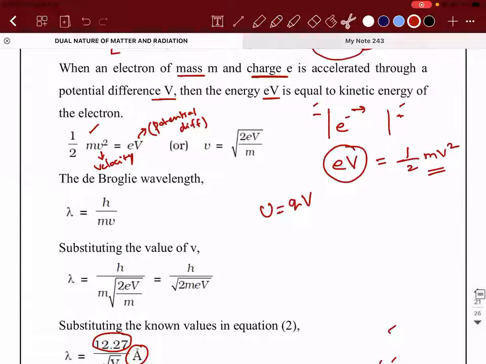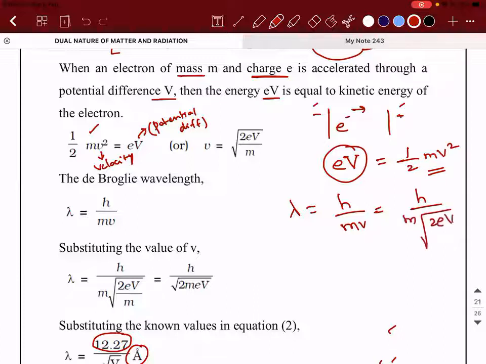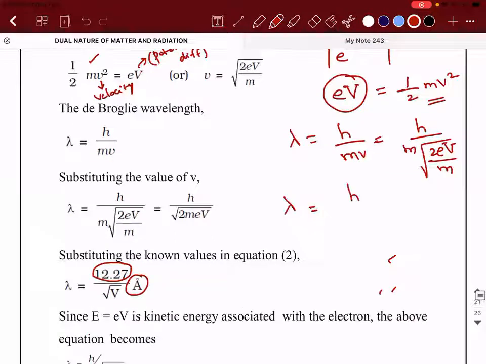So eV is equal to half mv square. This V is the potential difference. We know that lambda is equal to h divided by m into v. Right? So can I write this as h divided by m into, in place of v, square root of 2 into e into capital V divided by m? Then lambda will be equal to h divided by square root of 2m into e into V. Understood?